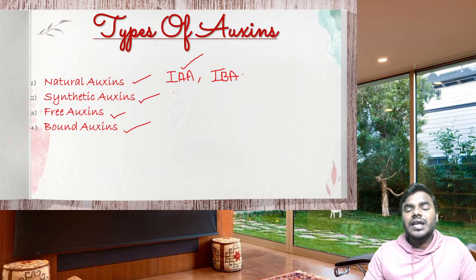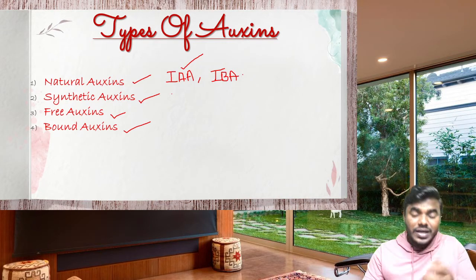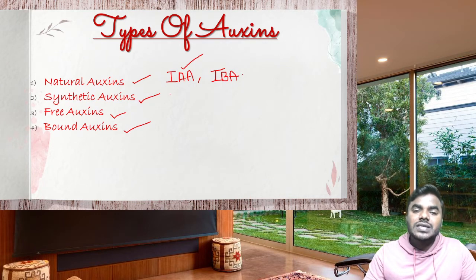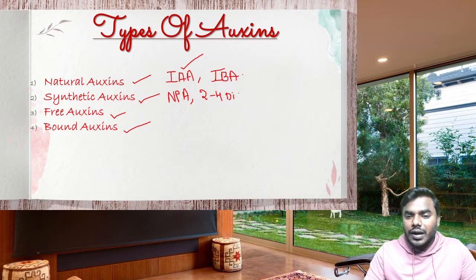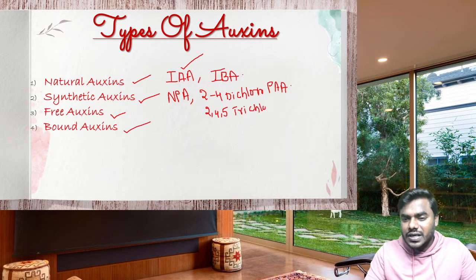Next, synthetic auxin. What do you mean by the word synthetic auxin? The name itself indicates that it is synthesized artificially, man-made. Naphthalene acetic acid, NAA, and a very important one which was asked in the exam, that is 2,4-dichlorophenoxyacetic acid. Never ever forget that. Next one, 2,4,5-trichlorophenoxyacetic acid. So simple to remember.